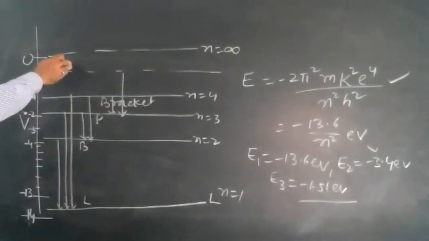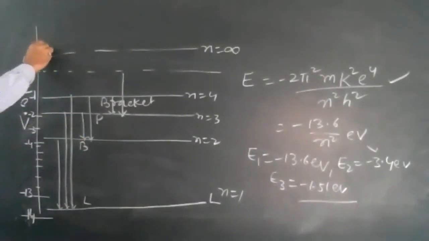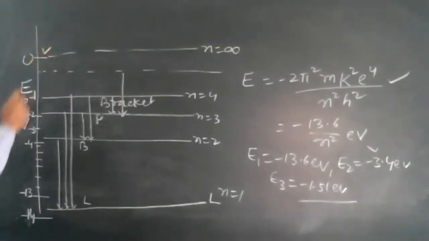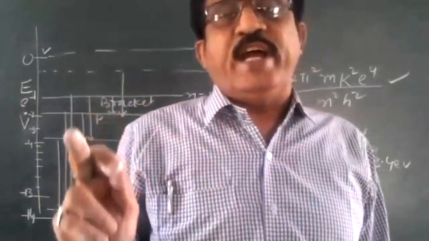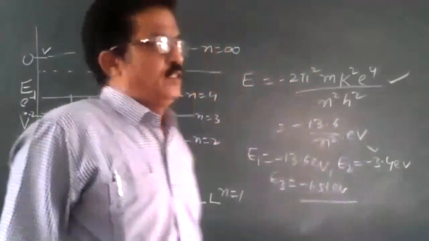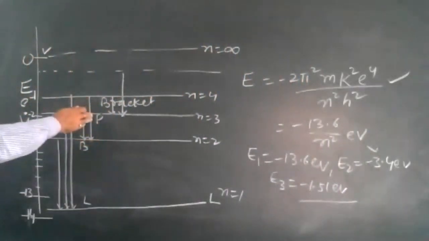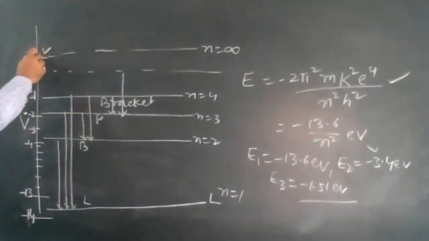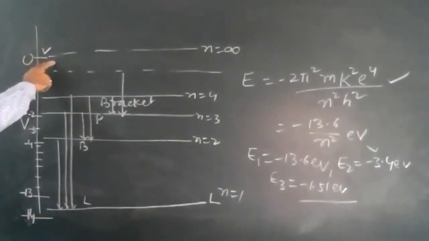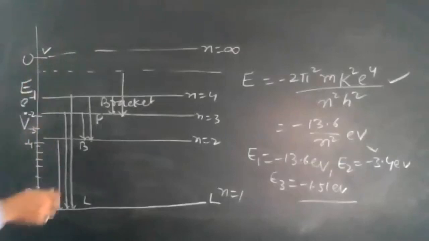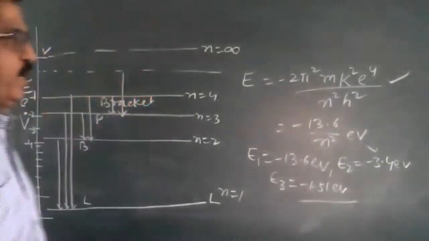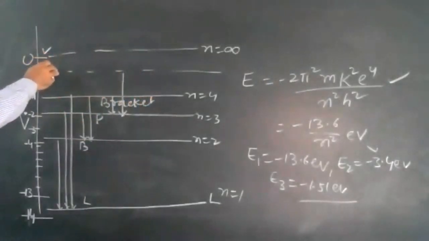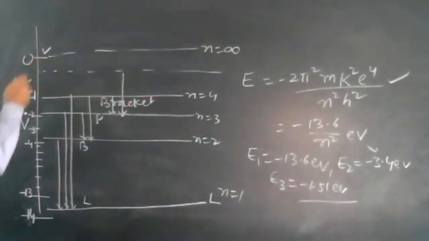And at last you can see at infinity, the energy is 0. Write here: the highest energy state, that is n is equal to infinity. Here the value is 0 electron volt. This is the energy of the atom when the electron is completely removed from the atom and the electron is at rest.